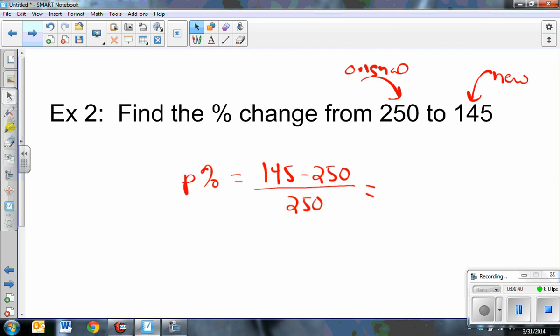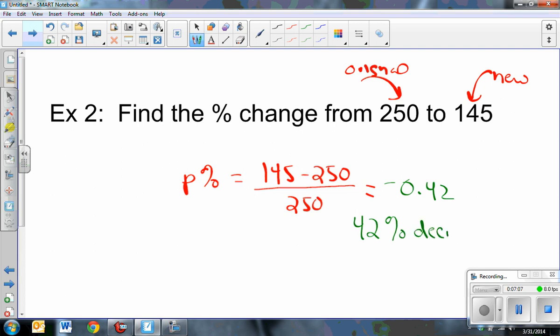Now when you're using your calculator, here's a hint. Okay? You might not have a scientific calculator. So after you do the 145 minus 250, hit enter and then divide by 250. Otherwise you're going to get the wrong answer. And we end up with negative 0.42. So what do I want to say? I want to say 42% decrease.